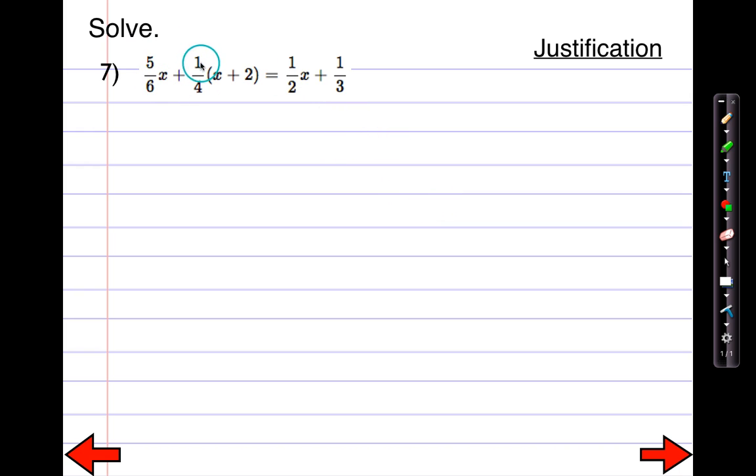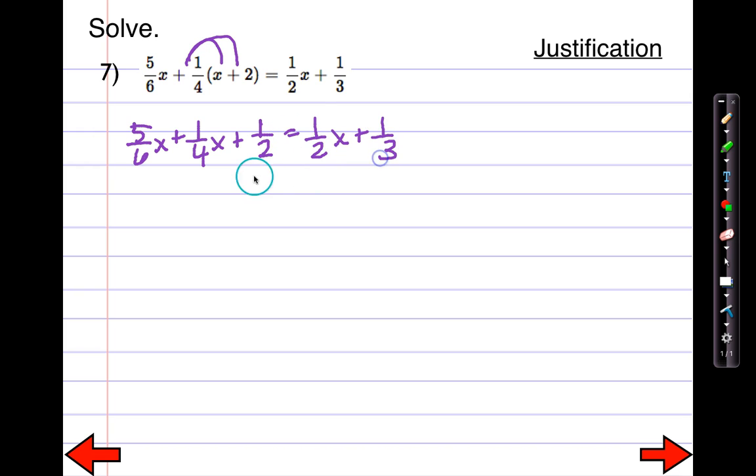So the very first thing I'm going to notice I can do on the left-hand side is I'm going to distribute. So I'm going to distribute, leaving me with 1/4 x. Distribute again, leaving me with, let's see, 1/2. Okay, so this one's going to stay the same. Now, what could I do? I see I can combine like terms, so let's do that off to the side.